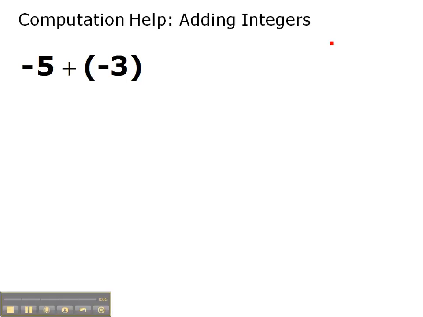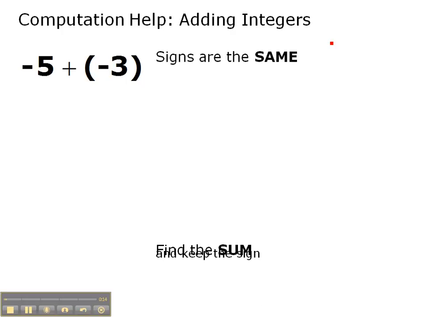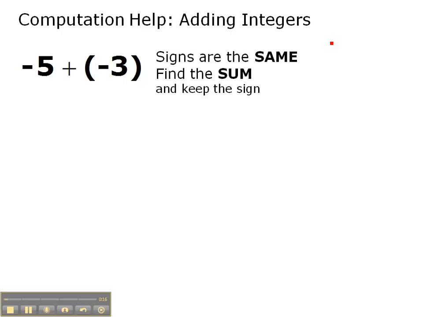This computation help video will help with adding integers. We have this first problem, -5 plus -3. The rule for adding integers, or one of the rules, there are two rules. If the signs are the same, you find the sum and you keep the sign.